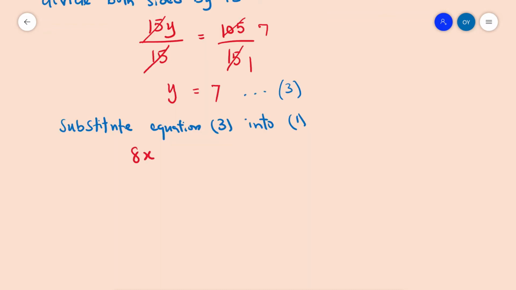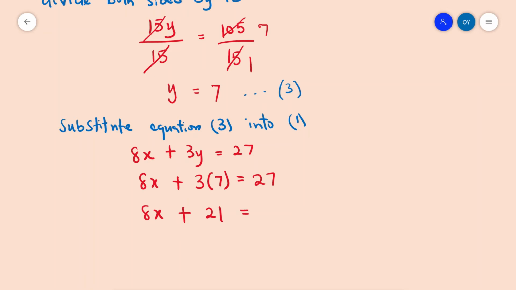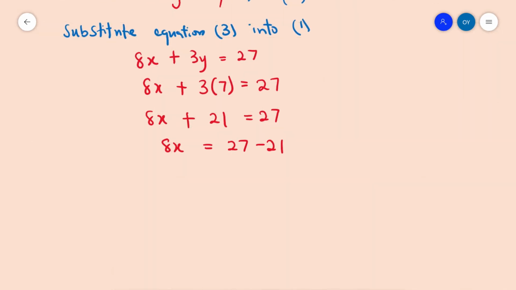So y becomes 7. So y equals 7. So we substitute y equals 7 into equation 1, which is 8x plus 3y equals 27. So we have 8x plus 3(7) equals 27, and this is 8x plus 21 equals 27. 8x equals 27 minus 21 if you collect like terms.